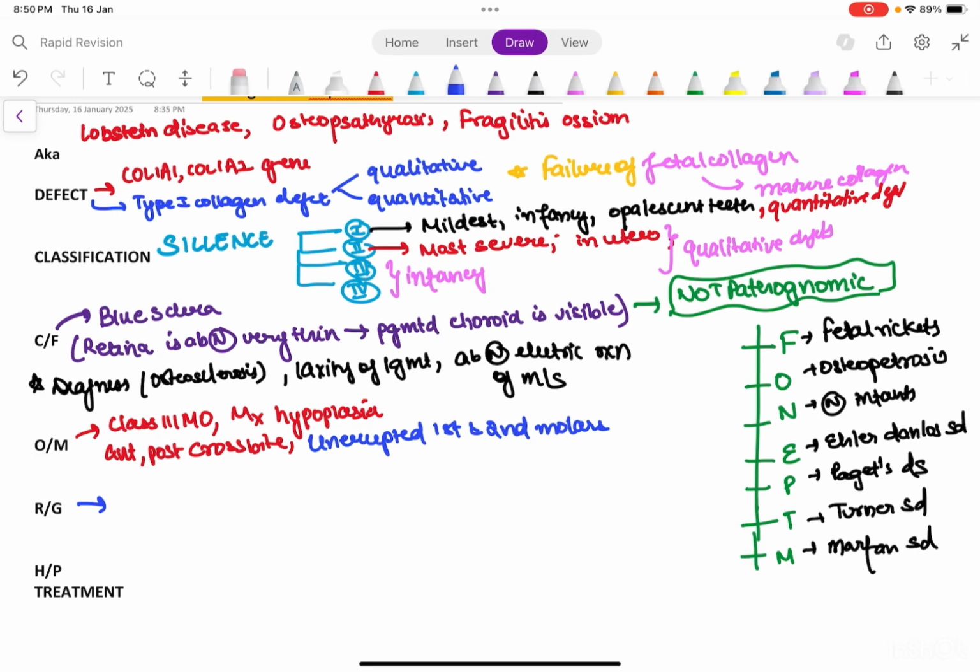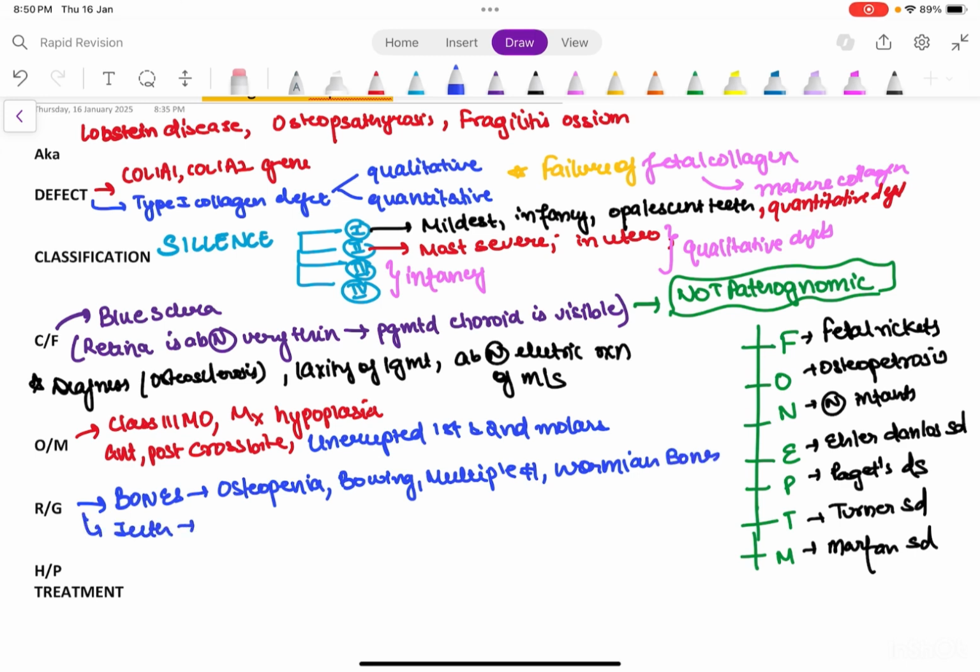Now coming on to radiographically what we see is in bones, we see osteopenia, then we see bowing, we see multiple fractures, wormian bones, and in teeth there is premature pulpal obliteration.